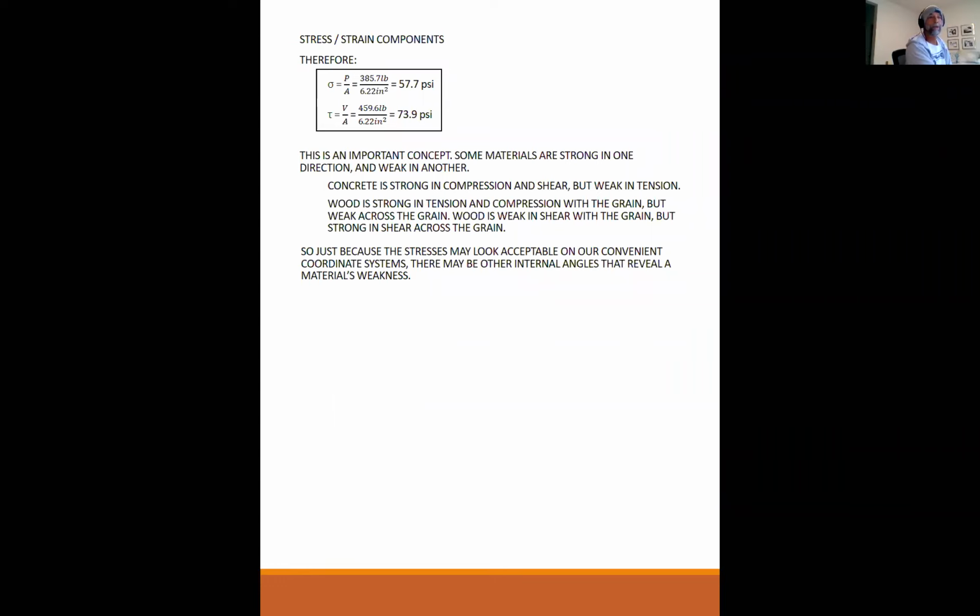I think the last part of this is, just because the stresses may look acceptable on our convenient coordinate systems, and this is what I was talking about, we like to draw stuff nice and conveniently. So if my beam is going off in the horizontal direction, then I make that my X, and I make the perpendicular Y, and that's very convenient. But just because the stresses may look acceptable on our convenient coordinate systems, there may be other internal angles that reveal a material's weakness. So that's it for now, for these stress components.